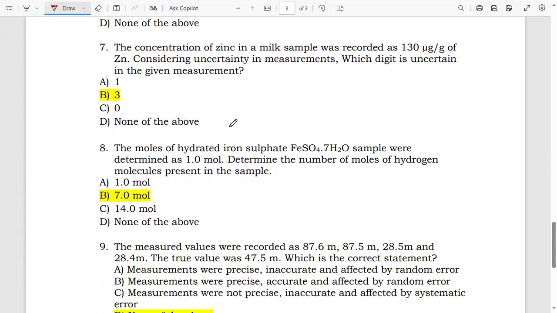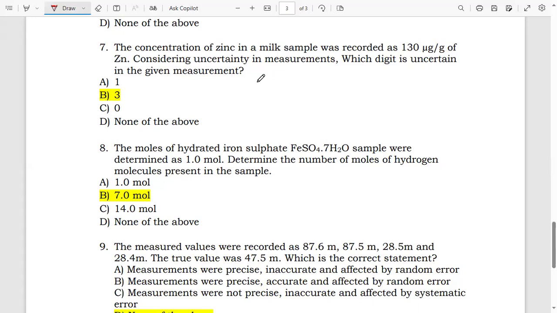So number 7, they're saying the concentration of zinc in a milk sample was recorded as 130 micrograms per gram of zinc. And then the question now comes, considering the uncertainty in measurements, which digit is uncertain in the given measurement? So we said the uncertain digit is the last significant figure in the given number.